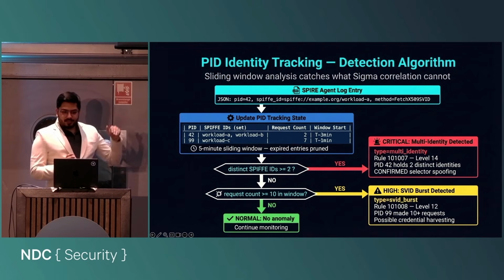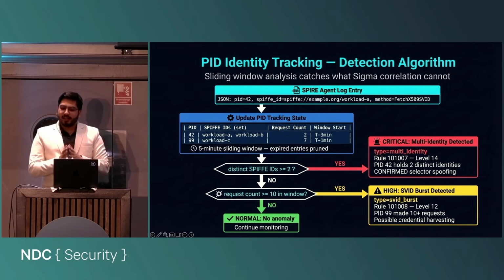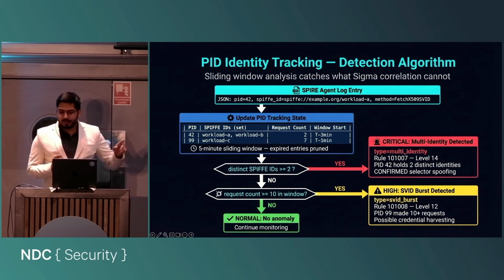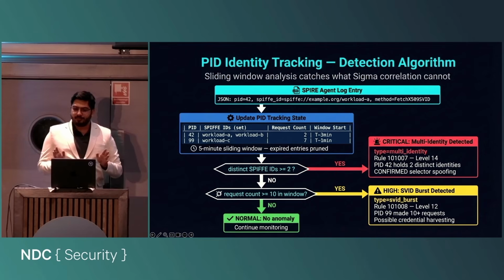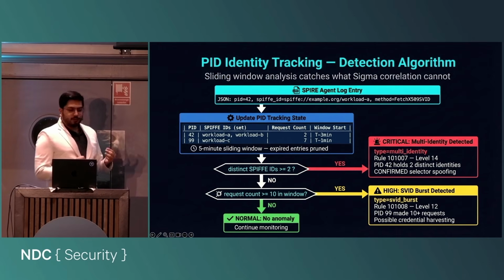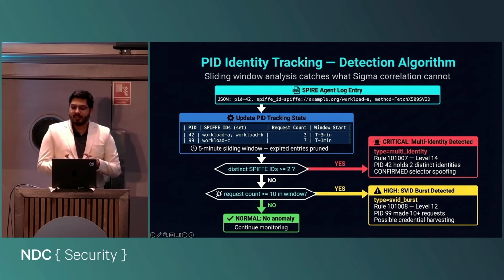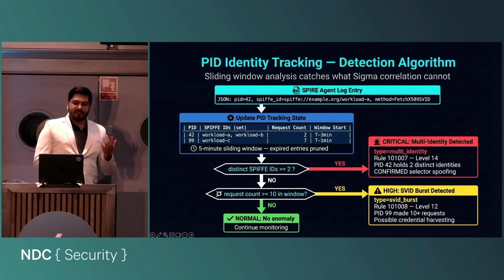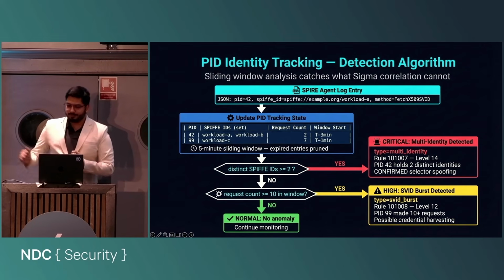No comes down to decision two. Has this PID made 10 or more SVID requests? If yes, that's the yellow path. High alert for high burst detection for possible credential harvesting. This sliding window analysis catches what static Sigma correlations cannot. It requires stateful tracking to be done across time.